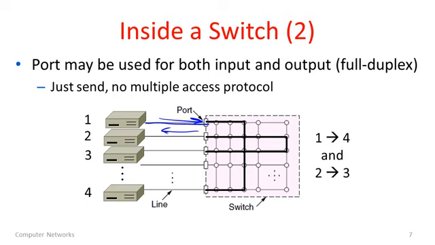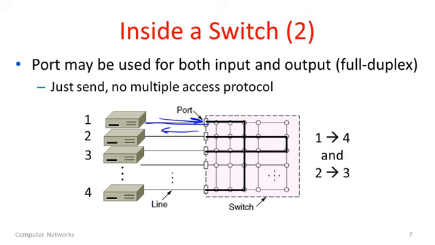Also, what that means is that because I can do this sending in parallel, there's no multiple access control protocol for a switch. The hosts just send the frame into the switch when they're ready, and the switch will deal with making all of the right connections to send information at the same time.